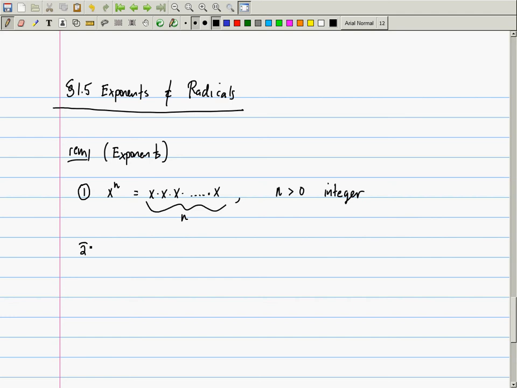So that's the case if n is greater than 0. So what about if n is 0? Right, then we're talking about x to the 0. So what is x to the 0? It's equal to 1, and this is when x isn't 0. Because 0 to the 0, a 0 raised to the 0 power, is undefined.